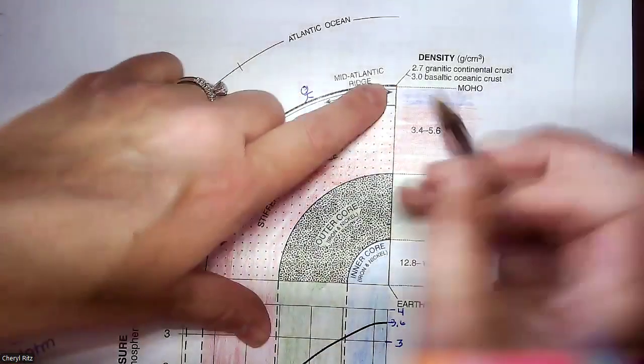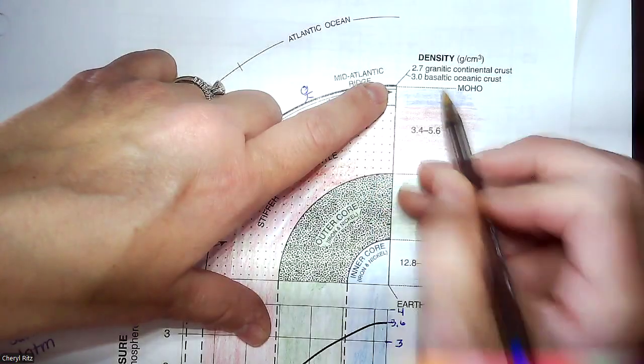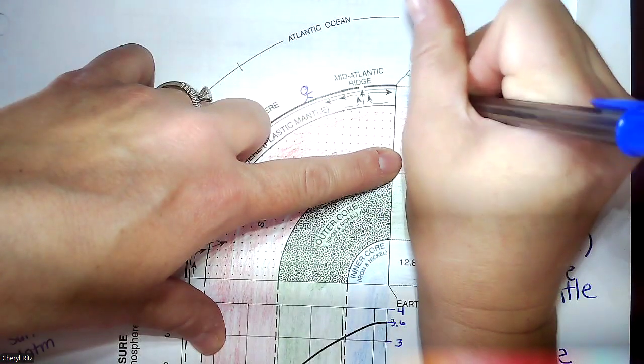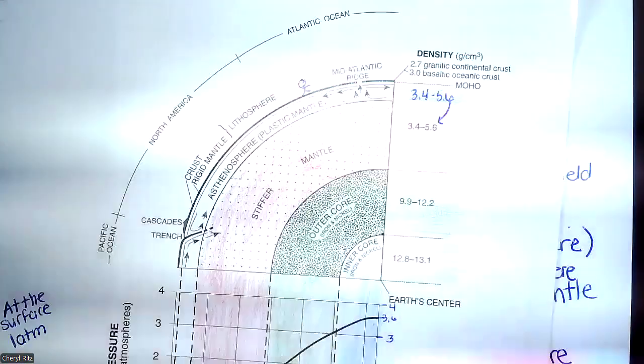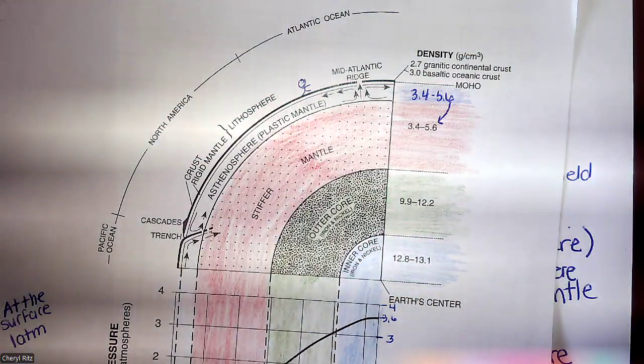Nope, it's in this. So see how it's underneath this dotted line here? This is going to be that 3.4 to 5.6. It's the same as the one below it. So it's part of that mantle section.